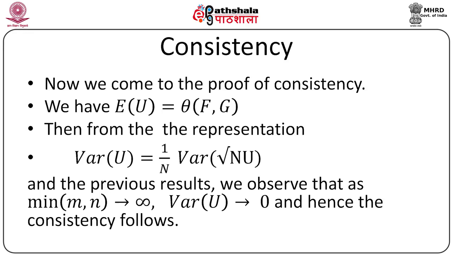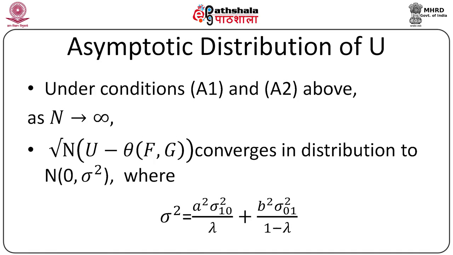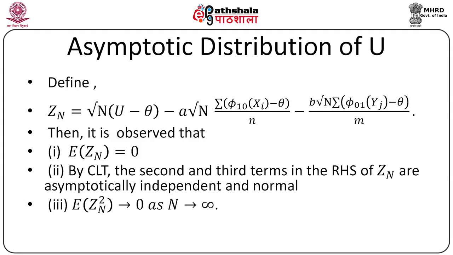Combining these, we get variance of U tends to 0 and hence the consistency follows. Next, we shall consider the asymptotic distribution of U. However, we provide only the outline of the proof. Under conditions A1 and A2 above, as n tends to infinity, the limiting distribution of square root of n into U minus theta is normal 0, sigma square, where sigma square is as specified earlier. Now, we shall give the outline of the proof.